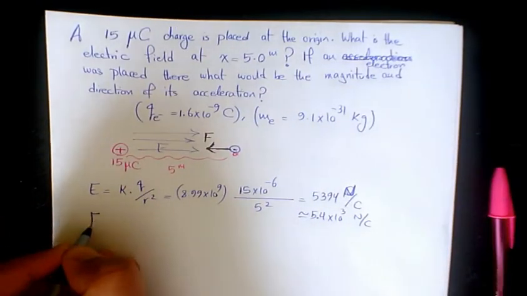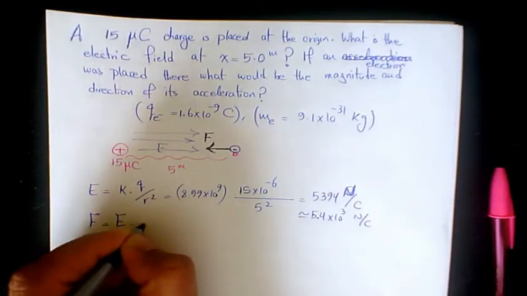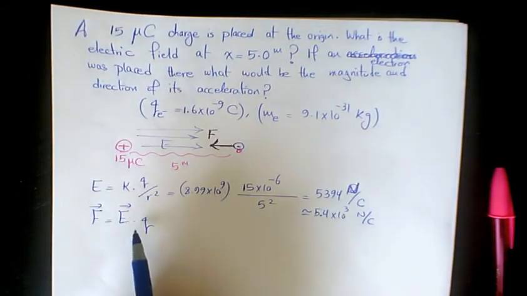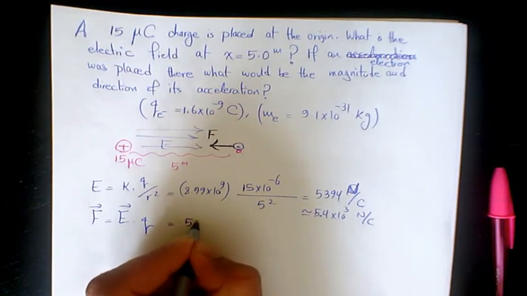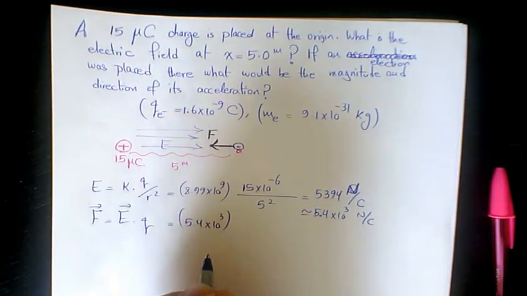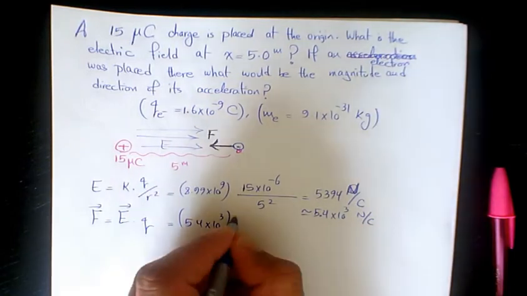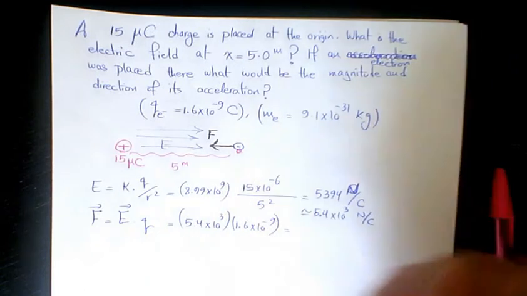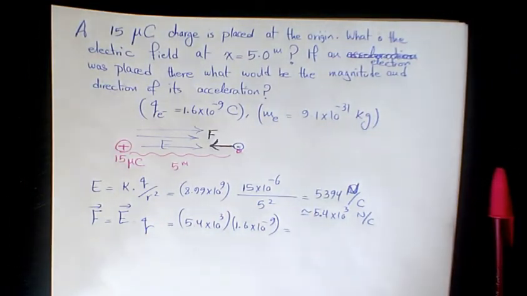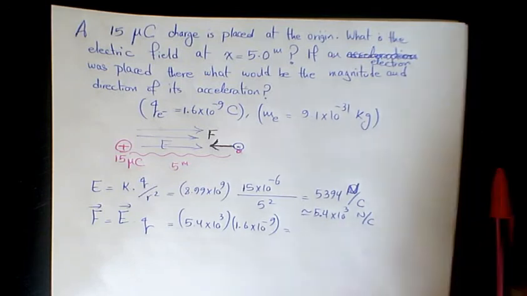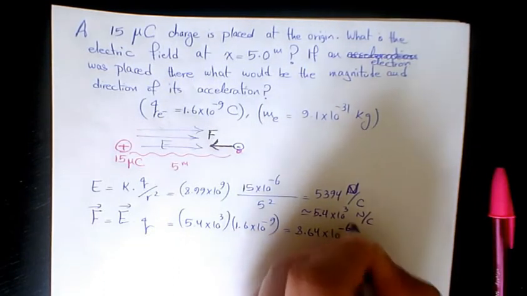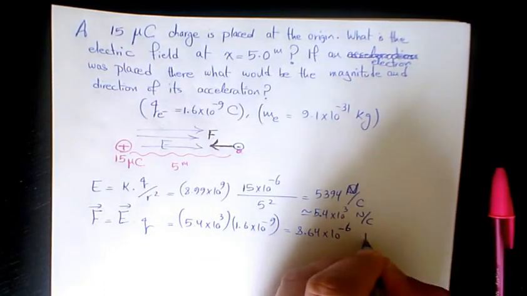So F will be equal to E times Q, or we can say vector F equals vector E times Q, which will be 5.4 times 10 to the power of 3 times Q, which is 1.6 times 10 to the power of negative 9. That's going to be 8.64 times 10 to the power of negative 6 Newton.